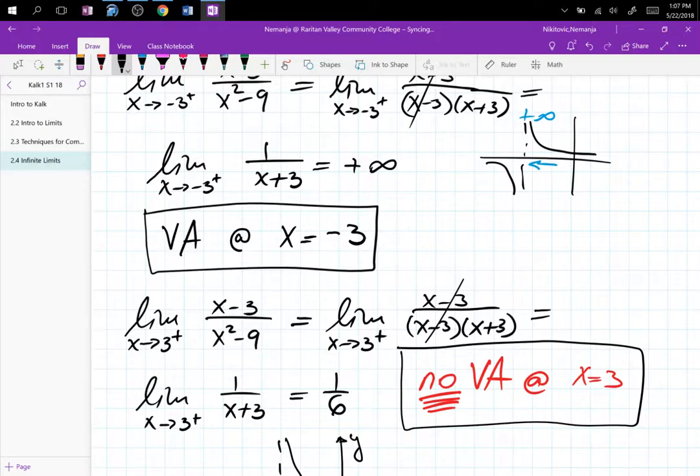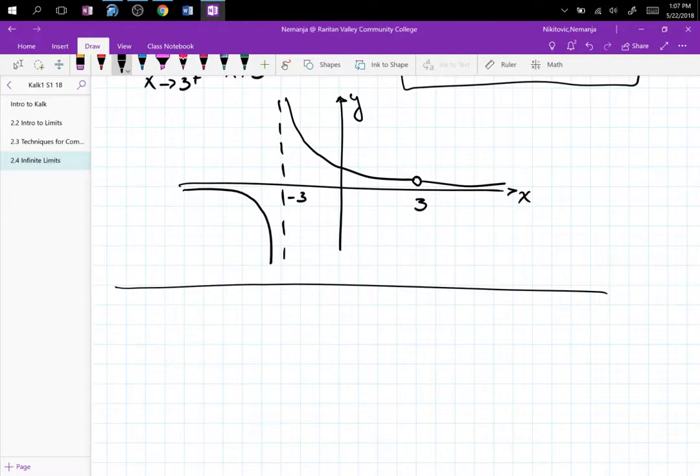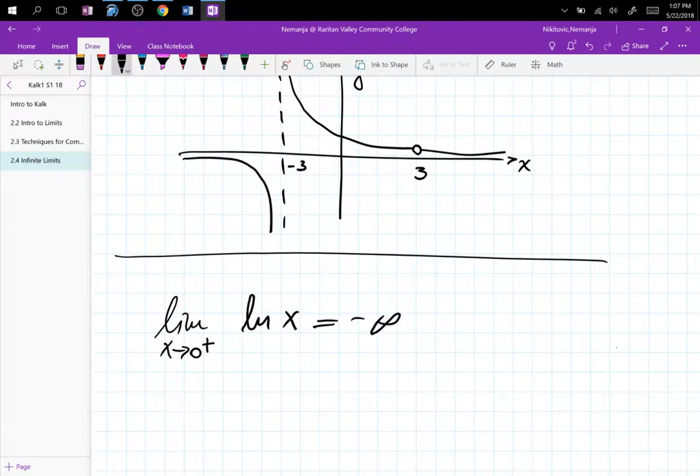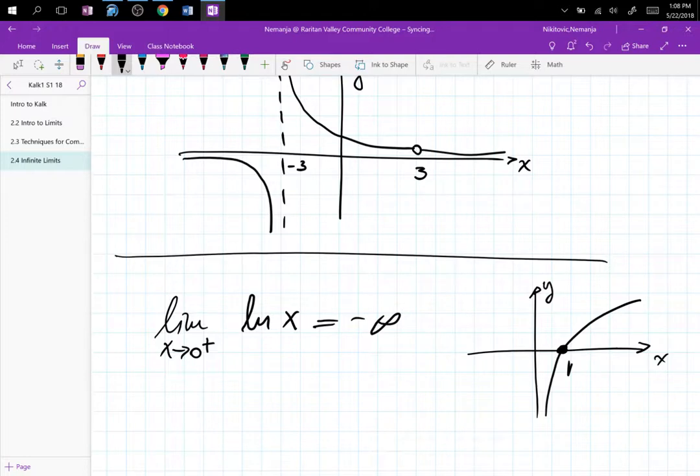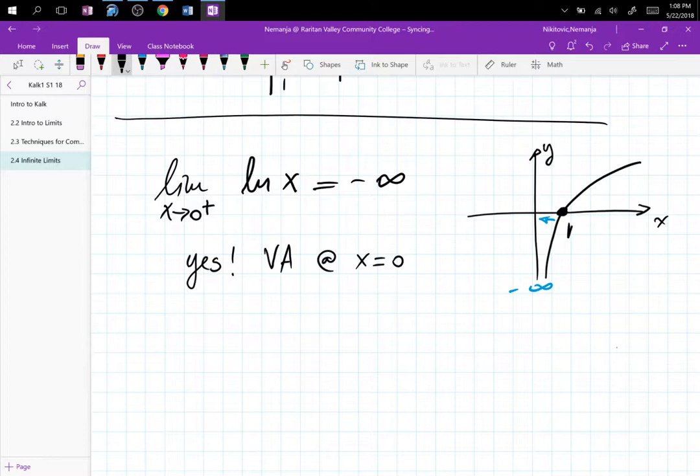You can pick from the left, from the right. There are certain cases when you can't pick, for instance, the ln function. We haven't discussed ln too much, but if you are looking into the limit as x approaches 0, you have to do 0 plus for ln x. And the answer is negative infinity, because you know what the graph looks like, I hope. It goes through 1. And as you are approaching, the blue, it goes to negative infinity. So, is there a vertical asymptote at 0? Yes, because we got the infinity as the answer at 0 over here.